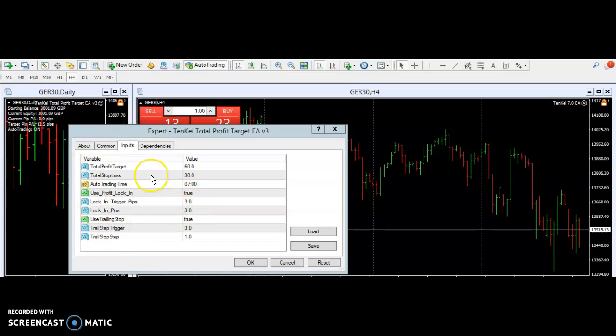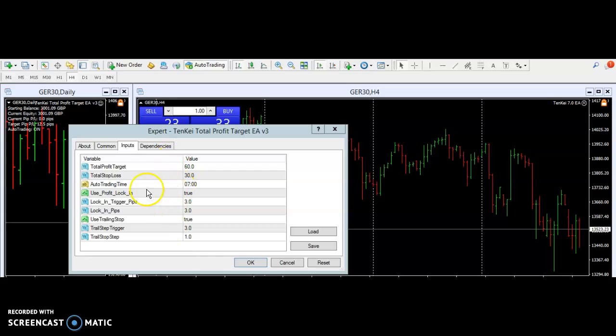So we are still on inputs. You can see how this is quite in depth. Inputs. Now I'm going to change this figure. Now I'm going to leave this figure. What am I doing? Now I'll leave it to 60 and 30.